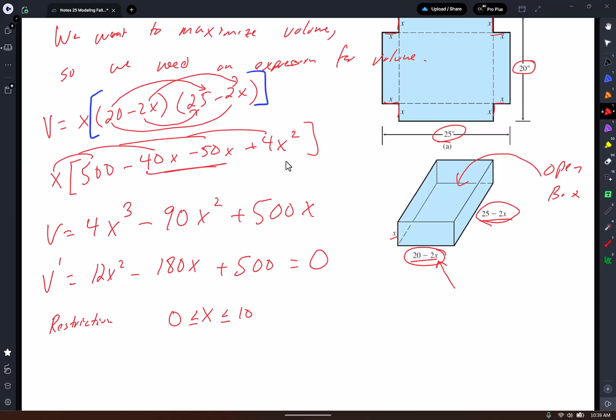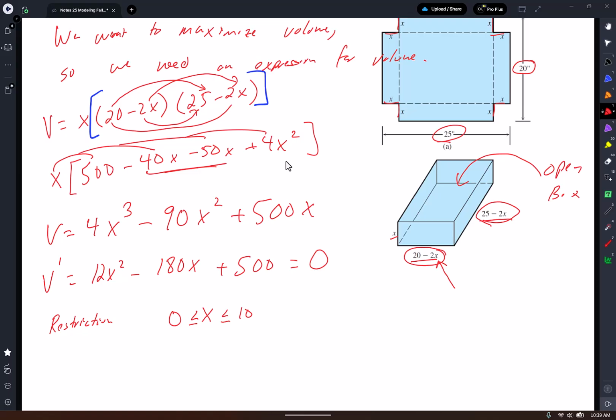If x is 10, you have no box. Does that make sense? You see this dimension is 20 minus 2x? There'd be no width. So if x is 10, this would be 20 minus 20, and I would have no width, just like Houston said. And if you have no width, that means you have no box. Like if width is 0, you know what I mean?